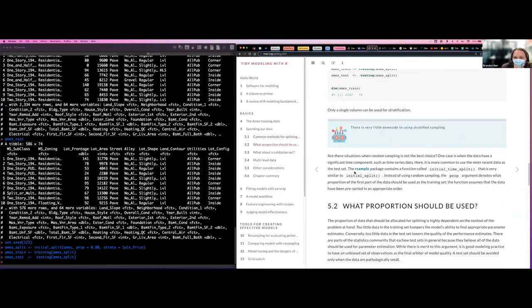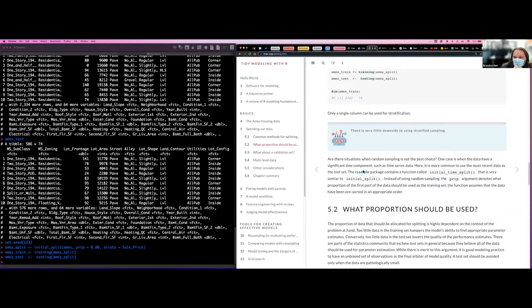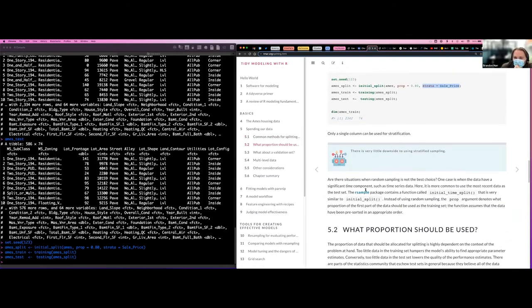Okay. This is interesting. Random sampling is not the best choice. You think it would be time series data? Oh, yeah, well, you can't do that with time series. Yeah, you can't have the future in your training.